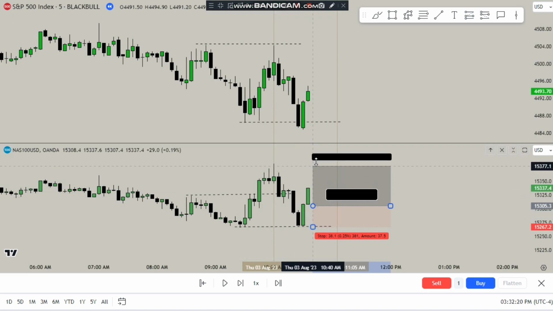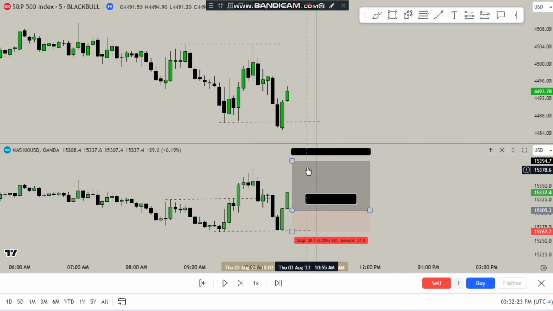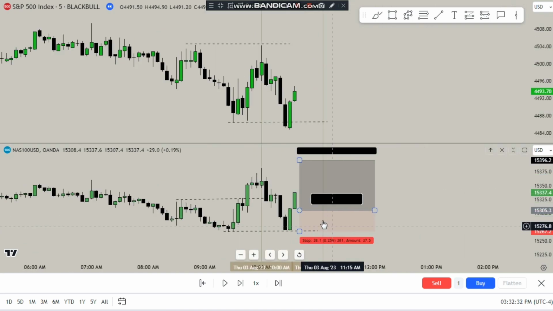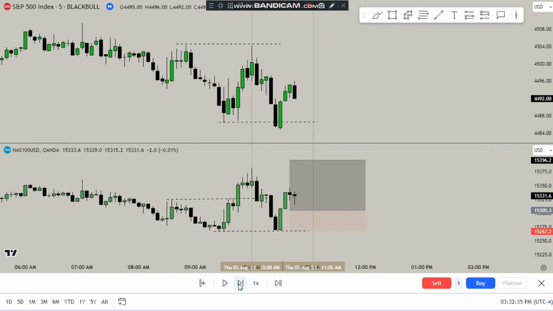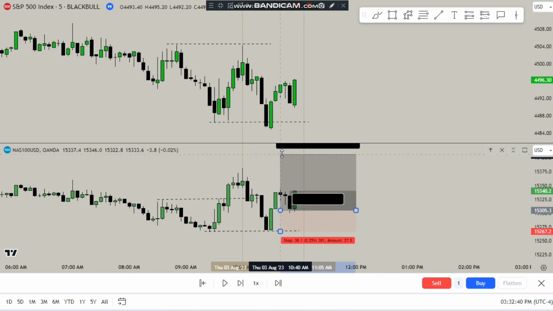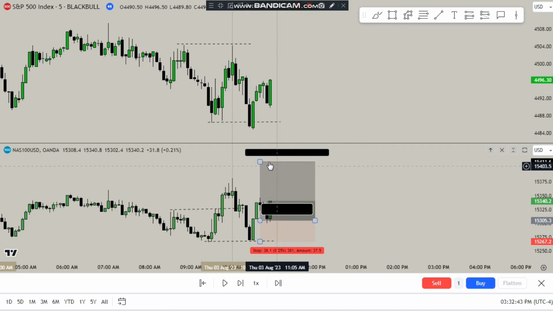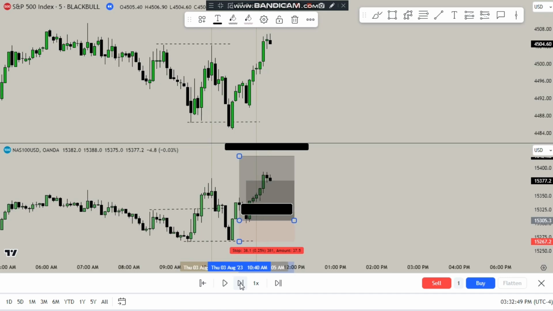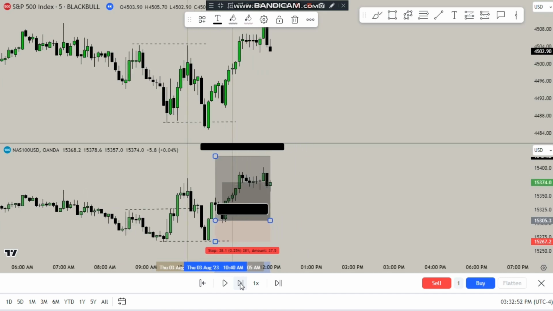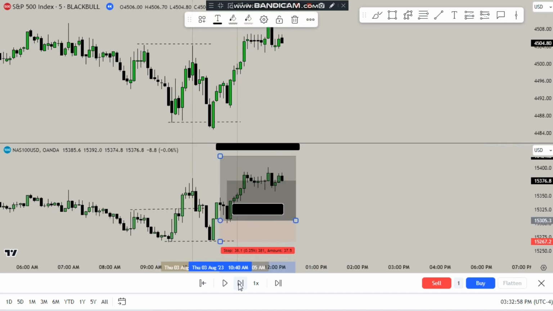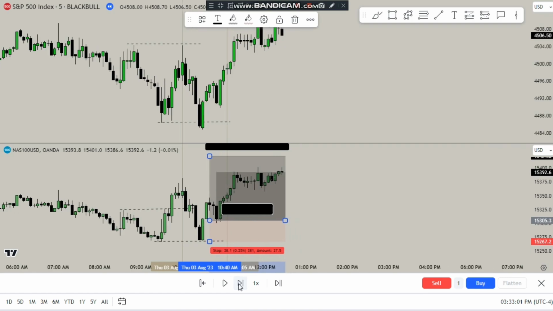So let's see, and we will target 10 handles, like in S&P and Nasdaq we usually target 10 handles. So let's see if this gap gets filled. Okay, so this gap got filled, and let's see, I can't count the candles, but the handles. Okay, I think this is already more than 10 handles, so you can take profits here. So this is a winning trade.